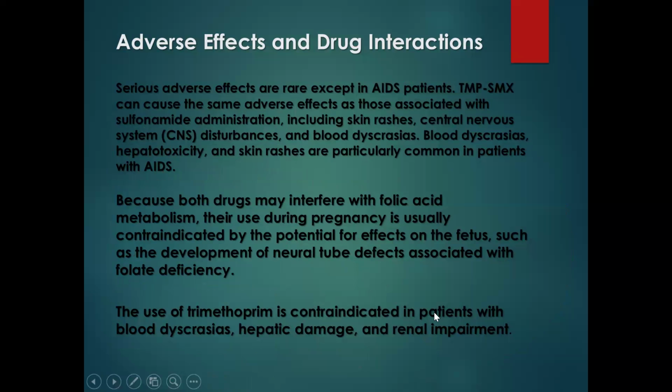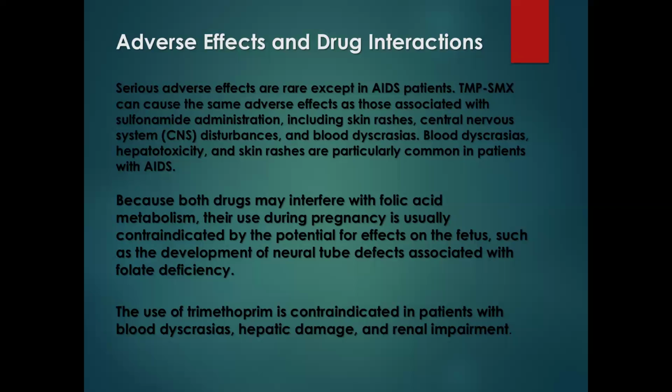What are the adverse effects of this drug? Serious adverse effects are rare, but can be found in patients who already have AIDS. This drug can also cause any of the side effects associated with sulfonamide-based drugs, such as Stevens-Johnson syndrome, skin rashes, central nervous system disturbances, blood dyscrasias, and hepatotoxicity, as it can be toxic to the liver. When given to patients who are HIV positive, they usually present with rash.